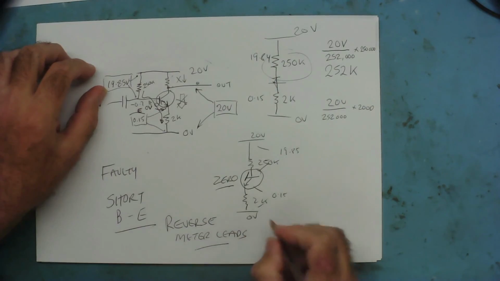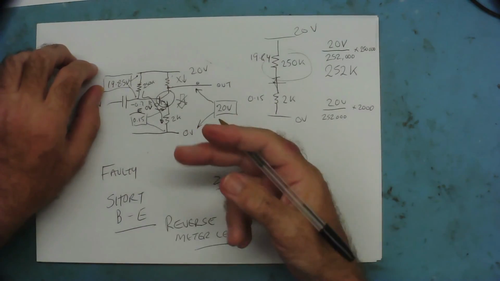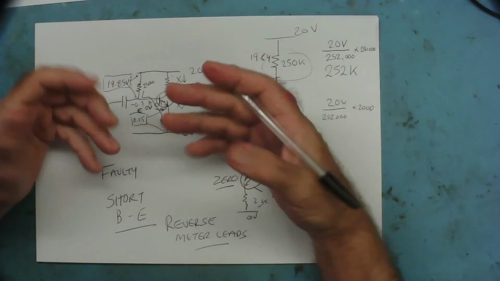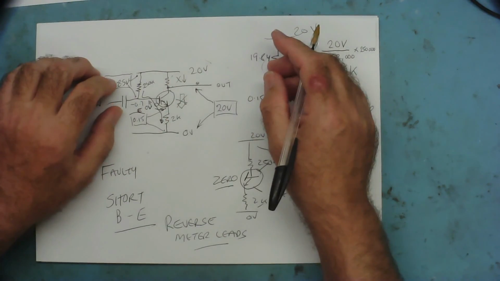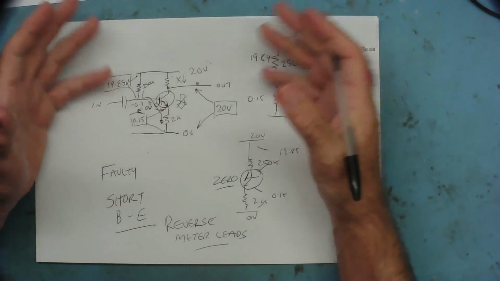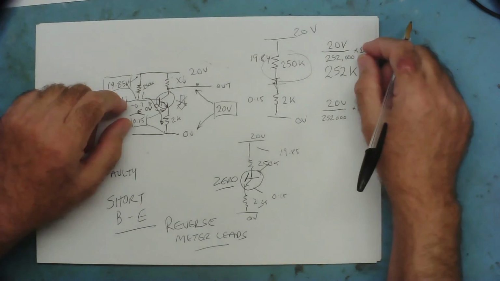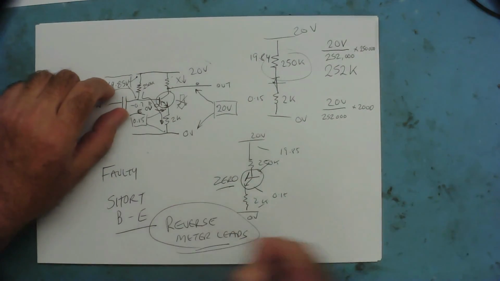Put the red lead onto ground and use your black one to probe. Put them the other way around. You'll now read positive voltages just the same as you would on an NPN transistor, and you'll find it works a lot clearer in your head. You can still picture what's going on, yeah? Rather than having all these minuses. Do that. Connect your meter the other way around.